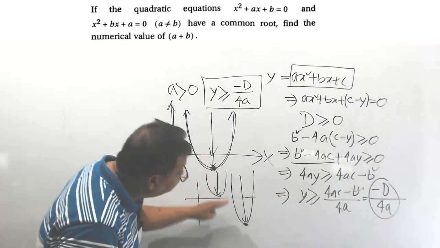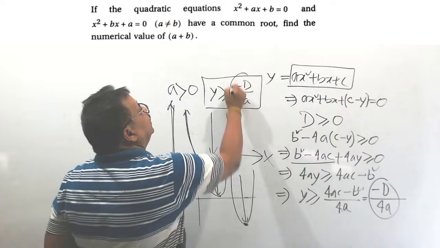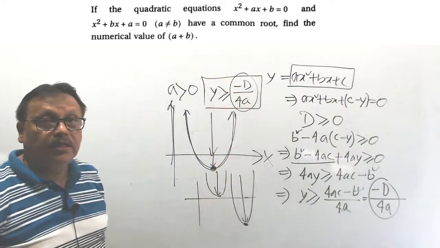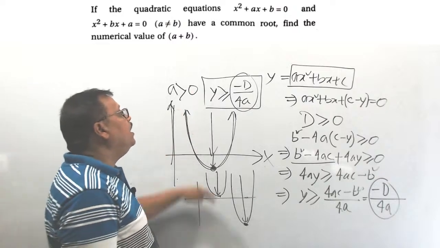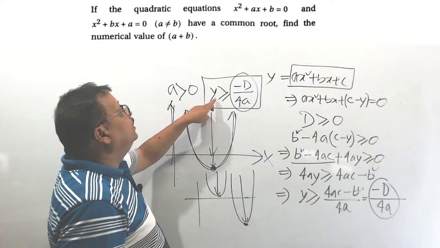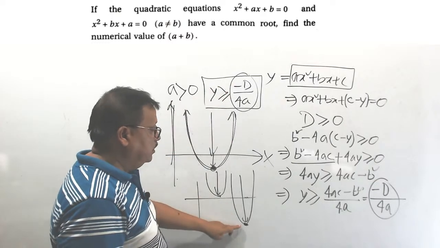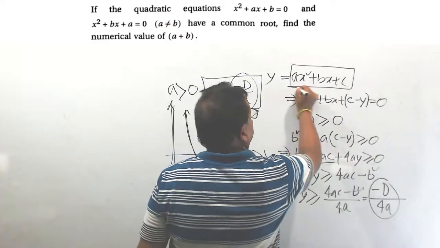That means what will be the minimum value? Minimum value will be minus D by 4a. Remember this one. This is a very important one. Minus D by 4a is the minimum when a is greater than 0 and y is greater than or equal to this. Maybe equal. This is the minimum value of this expression.